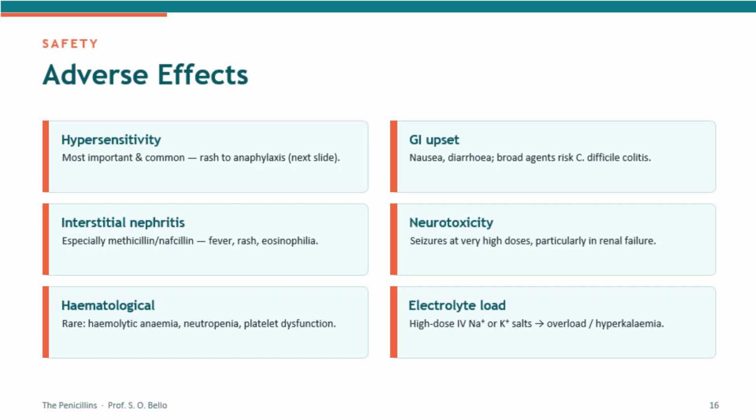And finally, remember that high-dose intravenous preparations are sodium or potassium salts, so they can cause electrolyte overload or hyperkalemia in vulnerable patients. None of this should make you fear the drug. It should make you prescribe it thoughtfully.